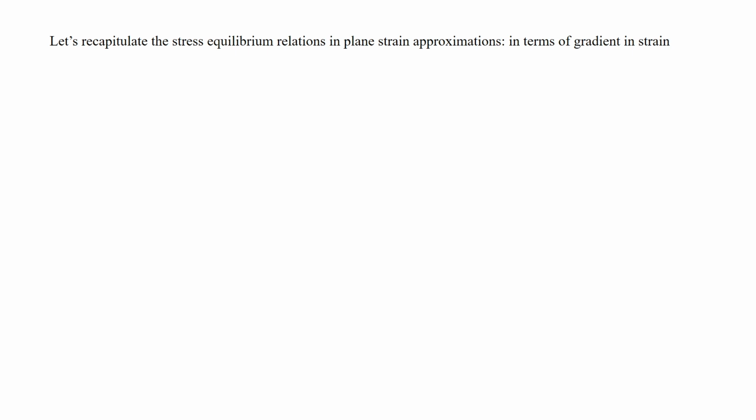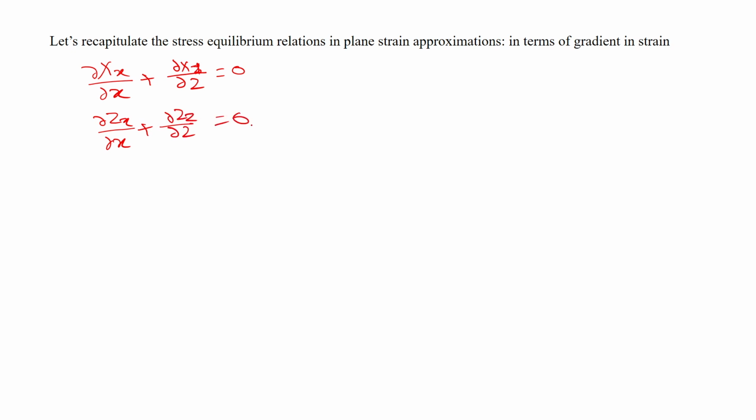Remember that we derived earlier that the stress equilibrium relations can be written as del sigma xx by del x plus del sigma xz by del z, because we are in the plane strain approximation and there is no body force, and this is at equilibrium. So it is 0; there is no unbalanced force, the forces are balanced, and there is no acceleration. Similarly, for the z axis we have del sigma zx by del x plus del sigma zz by del z equal to 0.